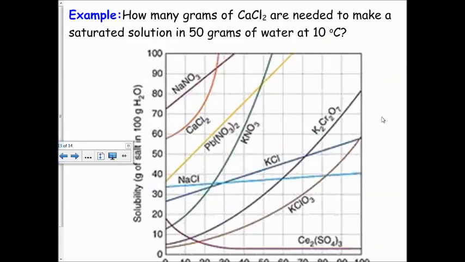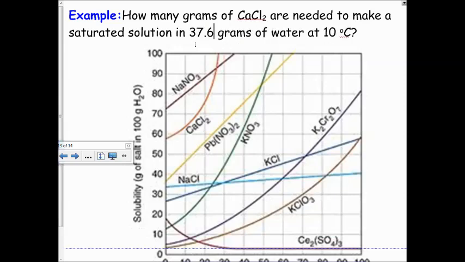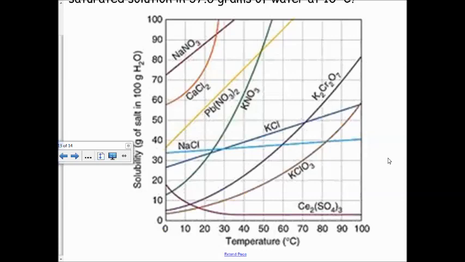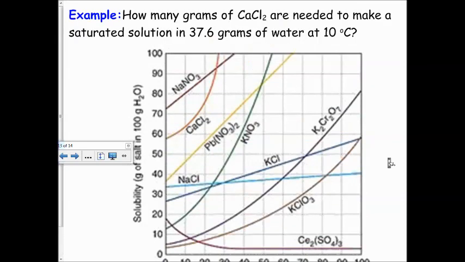And how many grams of CaCl are needed? Let's change this. Let's do a more challenging one. Let's say, how many grams of CaCl2 are needed to make a saturated solution in, let's go 37.6 grams of water at 10 degrees Celsius. We'll make it a little bit more challenging for you. Hopefully it really shouldn't be any more challenging, because it's just a matter of plugging in different numbers. Change that to 37.6 grams of water though.